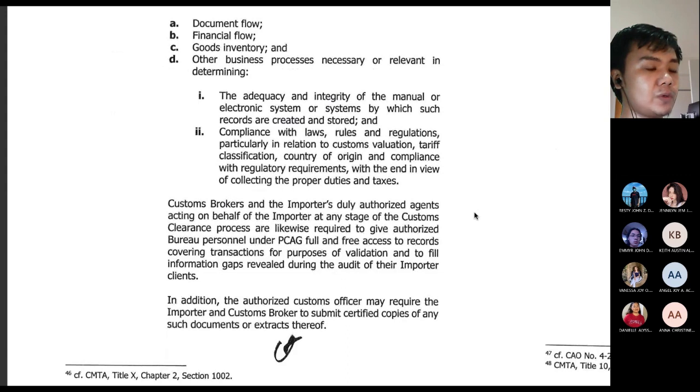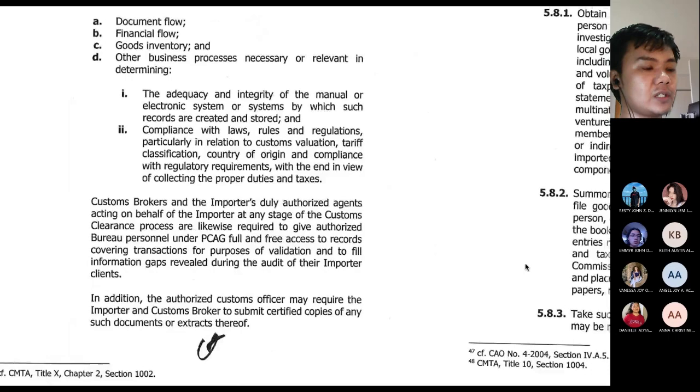Customs brokers and the importer's duly authorized agents acting on behalf of the importer at any stage of the customs clearance process are likewise required to give authorized Bureau personnel under PCAG full and free access to records covering transactions, for purposes of validation and to fill information gaps revealed during the audit of their importer client. In addition, the authorized customs officer may require the importer and customs broker to submit certified copies of any such documents or extracts thereof.